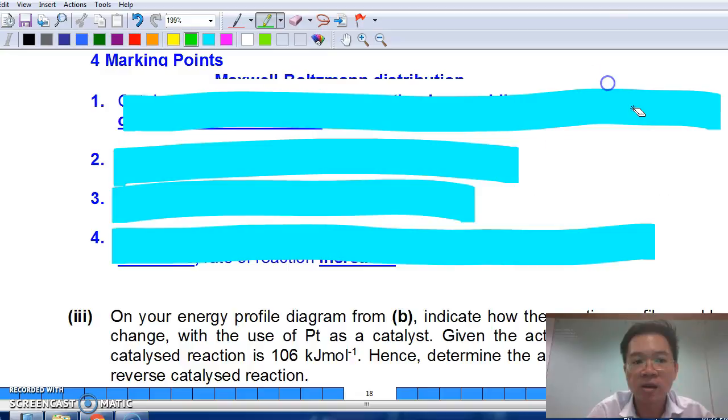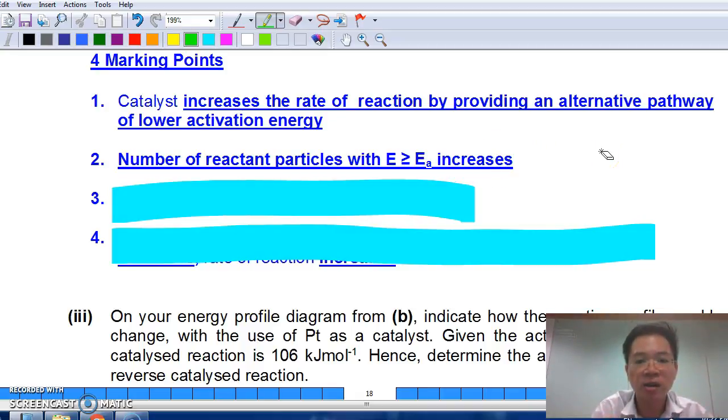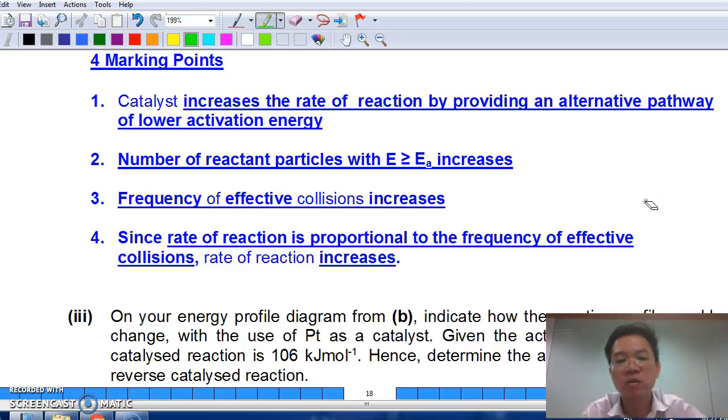So the explanation would be: a catalyst increases the rate of reaction by providing an alternative pathway of lower energy, lower activation energy, and hence there are more particles with energy greater than EA. And after that, the frequency of effective collision increases, and since rate of reaction is proportional to the frequency of effective collision, rate increases.